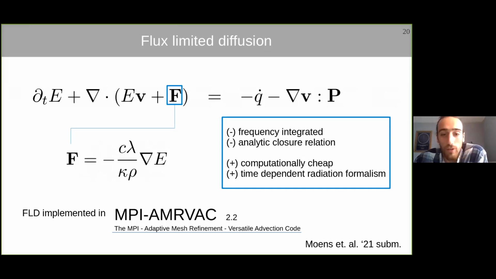Flux limited diffusion is computationally very cheap. So this is a really nice way of doing radiation hydrodynamics where we describe our radiation field in a time-dependent manner. And that's important for our very dynamical simulations.